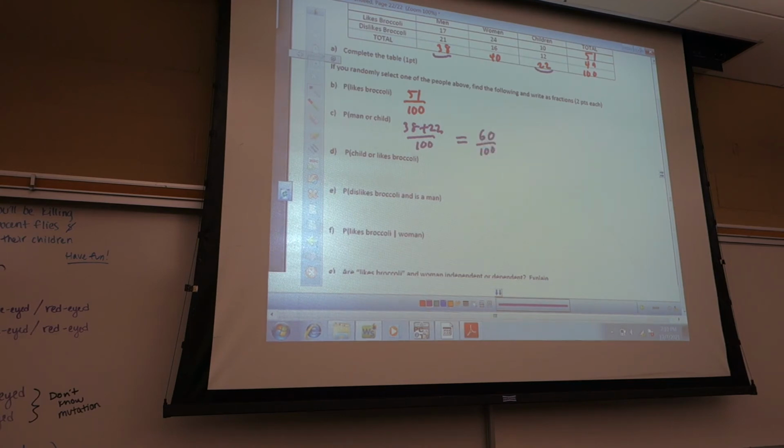Next one is child or likes broccoli. Okay, so there's 22 children and 51 people who like broccoli, so it's 22 plus 51. However, there are these 10 kids who are in both groups. They're double counted, so you have to subtract out those 10 because they're getting counted twice. And so each will only be counted once. Out of 100, that ends up being 63 out of 100.